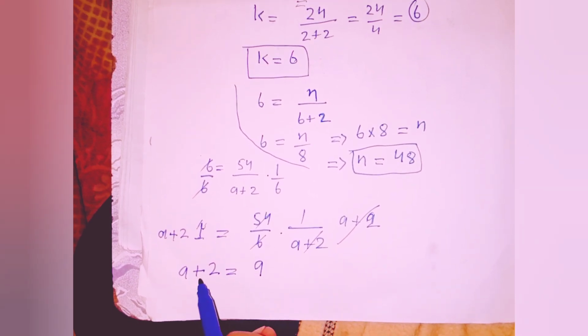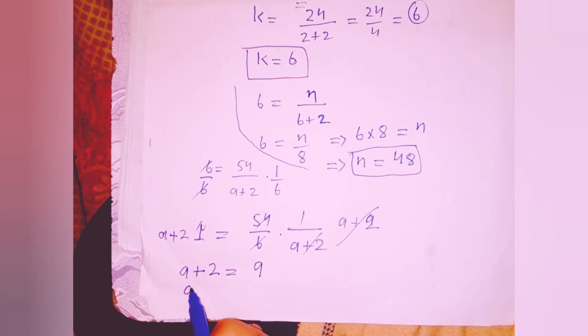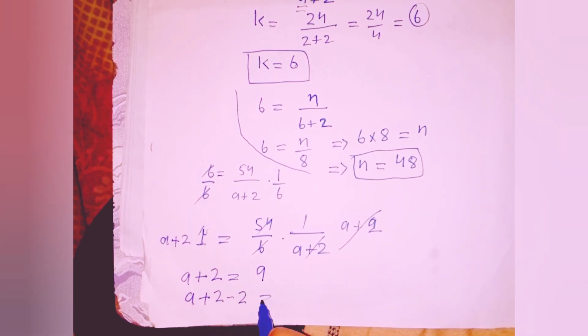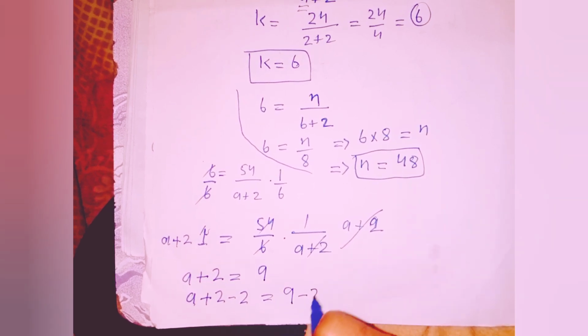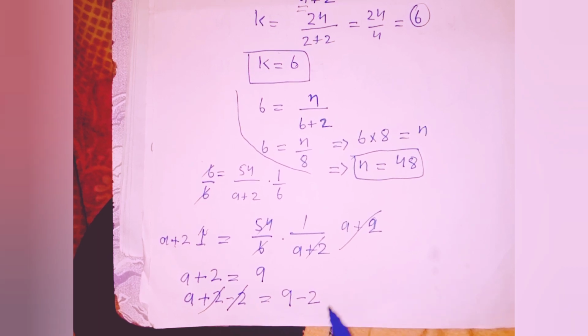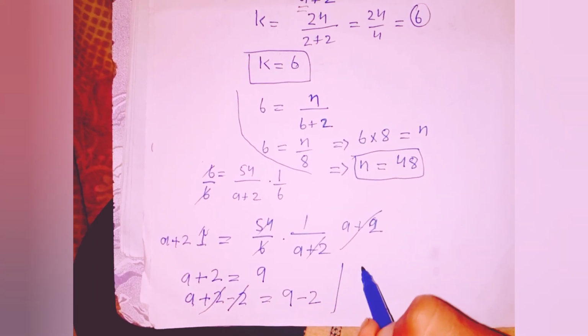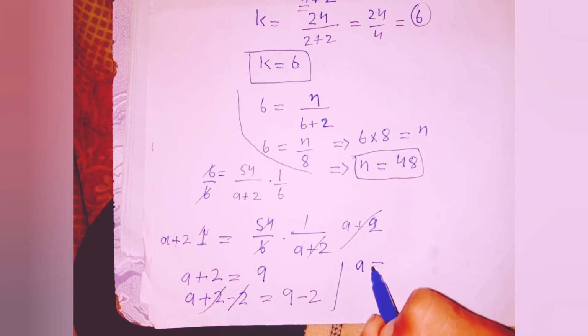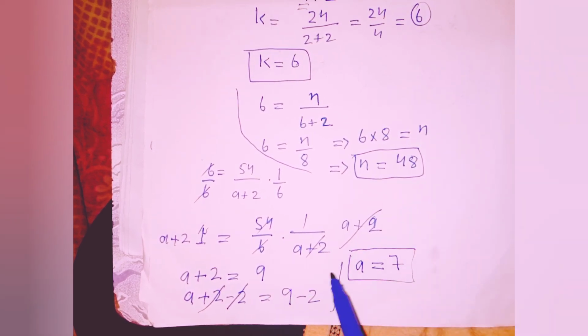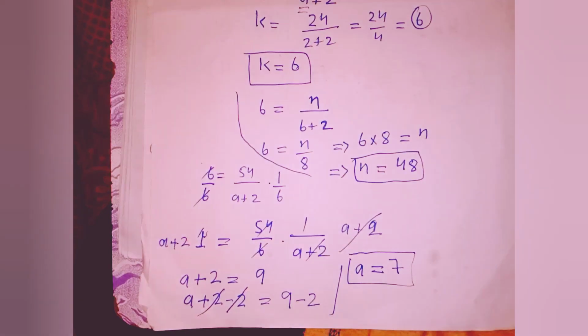Now if we subtract 2 from both sides, the positive and negative 2 cancel, and from here we get the value of a is equal to 7, which is the required solution of the given question.